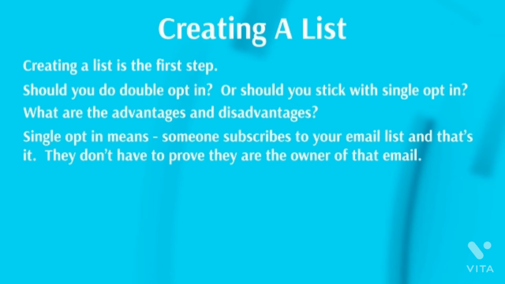So single opt-in means if somebody subscribes to your email list, they go to your landing page, they fill in their name and their email address, and that's it. When they click submit, they get automatically added to your list. Now, here is the problem with that. If they do that, there's no way to prevent them from entering a fake email address.